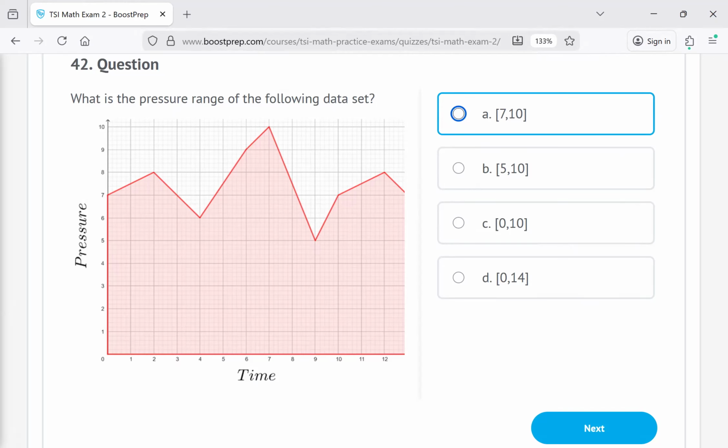Yes, wait. What is the pressure range in the following? Oh, it's actually five. Sorry. You have to look at these crevices, so these don't really count. It's not zero. Our smallest y value looks like it's right here, and that y value is at 5, and the highest peak is at 10. So it's going to be B, 5 to 10.